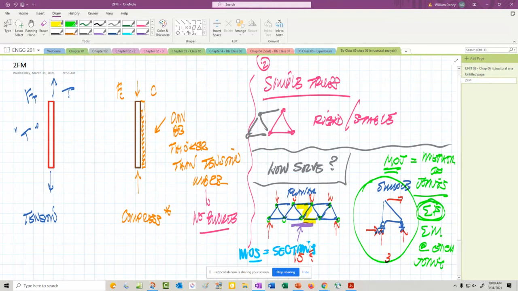So if I only care about those three or four in the middle because that's where they'll fail first, I'm going to use the method of sections, which is going to allow me basically to cut this into two pieces. And then I'm going to solve it. Okay, so two methods we're going to look at: method of joints, method of sections. I'm going to add another page here to go to method of joints. And while I do that, I will ask if there's any questions up till now.